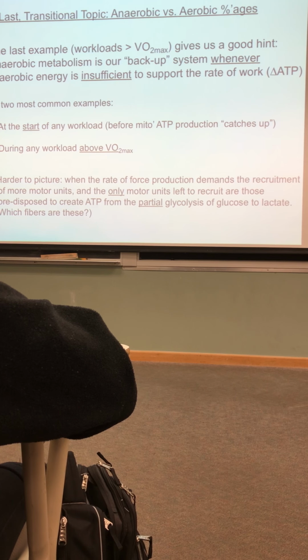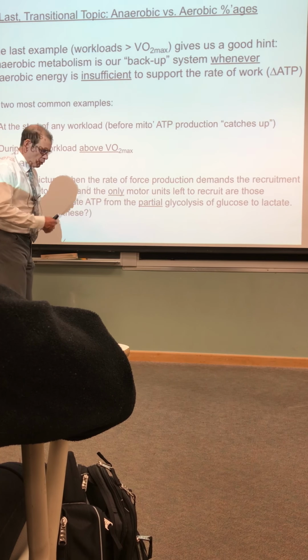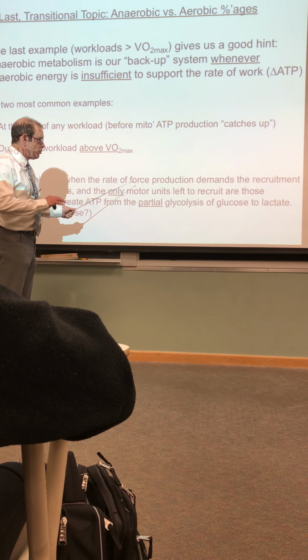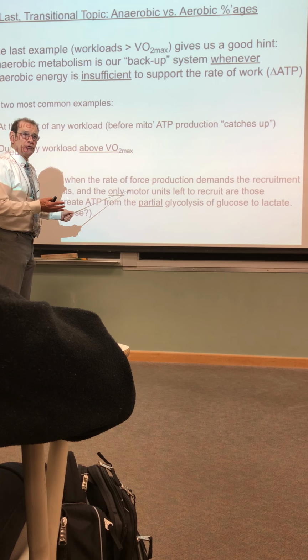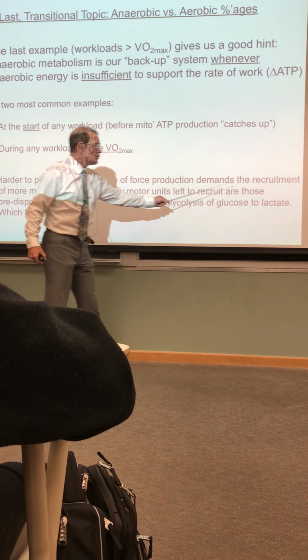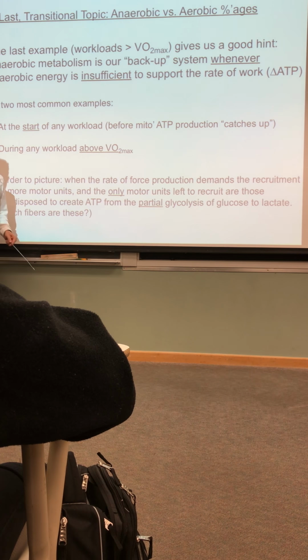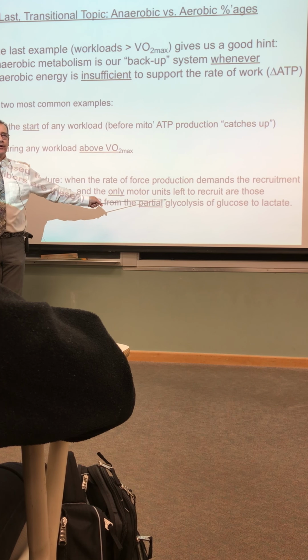So here's the hard one. I'm trying to lead us up to lactate threshold without driving us all insane. What if the rate of force production, so you're doing a workload, and then someone turns up the workload. So in order to accomplish that next workload, you need to recruit more fibers. This is usually what happens. When we up a workload, you've got to go get more muscle out of the cell, more motor units out of the muscle. So what will happen when the only motor units that are left are 2x?